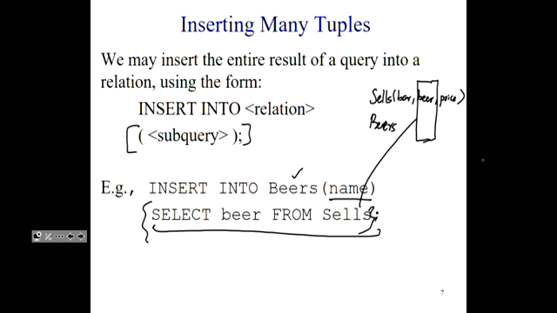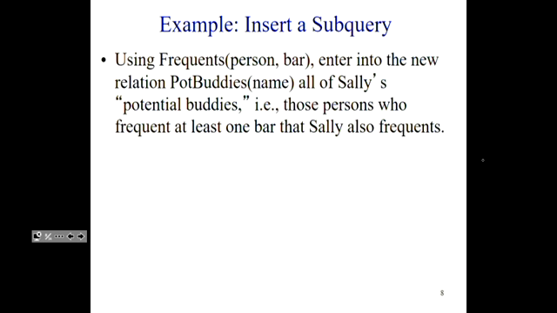Any questions about this? Okay. So we talked about inserting one tuple, many tuples, omitting attributes, and insertion via subqueries. Okay, so I think we are done with insertions, but I guess I have yet another example before I wrap up.